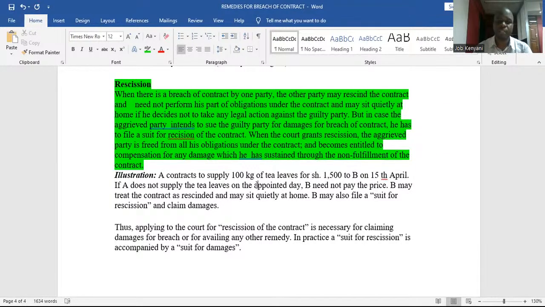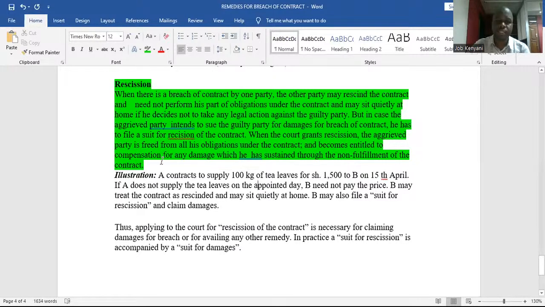So for you to claim for the damages, you have to sue the other party. You have to sue, but before you sue, you cannot claim for the damages. But you can do what? You can sit quietly at home. So you won't bother to even ask again whether the tea leaves are coming or not. You just assume that it was a failed delivery. You don't have to inquire further. You just conclude that it was a breach of the contract.